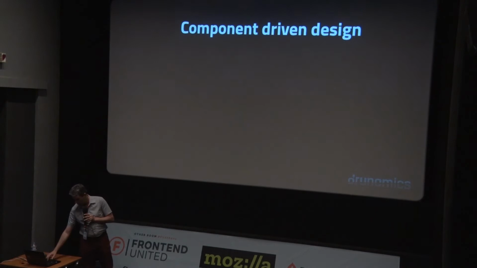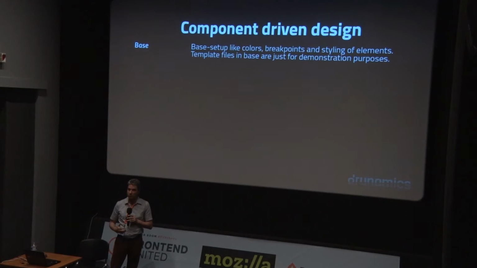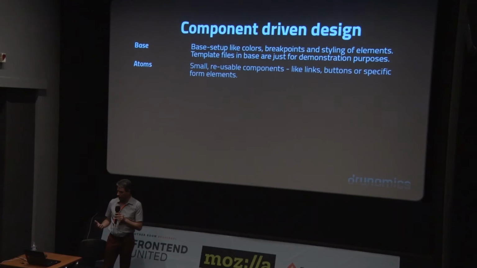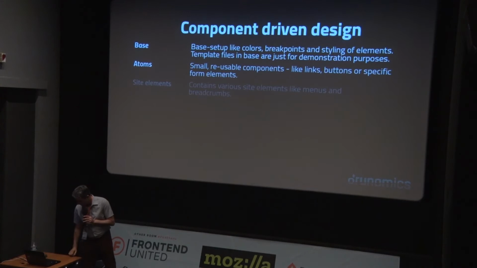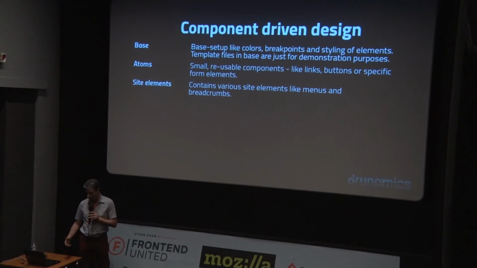So in the base folder, we have the base setup like colors, breakpoints, styling of elements, and some spacings, really some basics which reflect all the basic HTML elements. So it's a basis for everything you need. Nearly every variable is defined in this folder. And we have atoms. These are small reusable components: links, buttons, form elements, just some basic HTML things. Then we have site elements, which are various elements like menus and breadcrumbs, which are not relying on any content. A breadcrumb can be different on several pages, so the content is really different, but this is a basic site element.